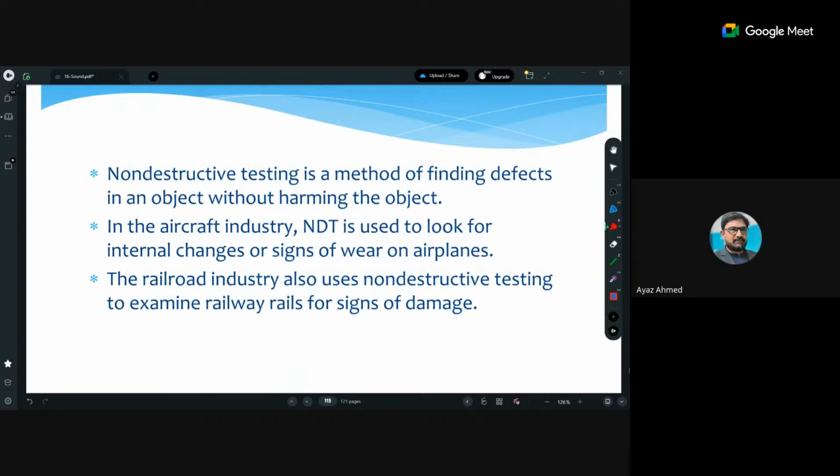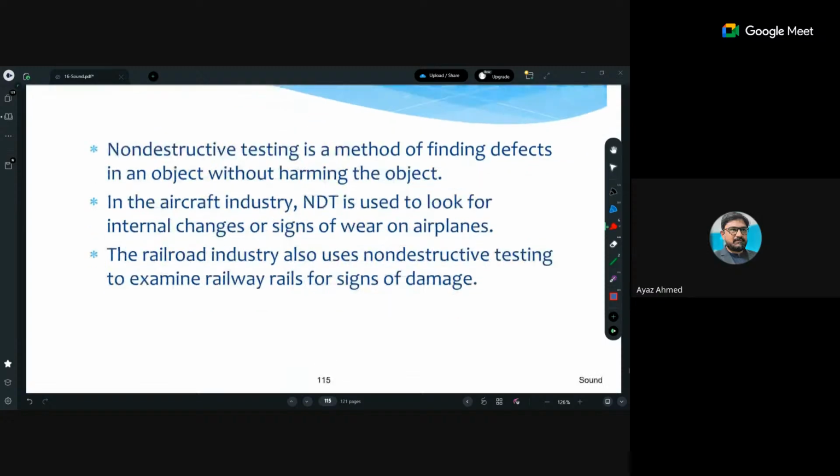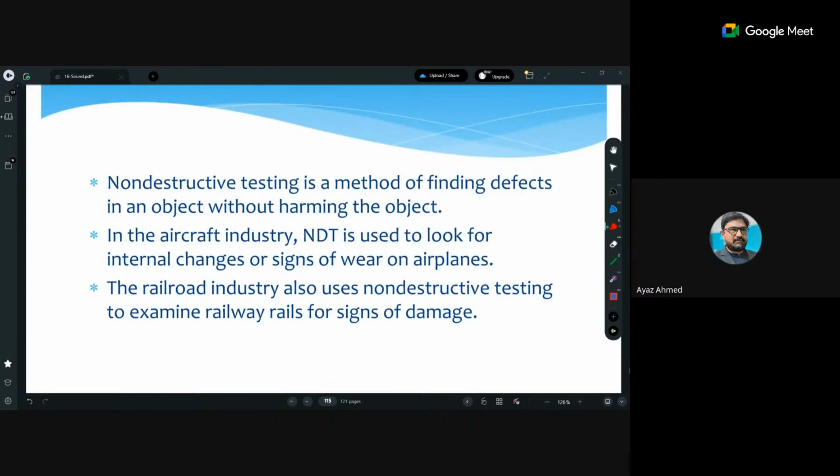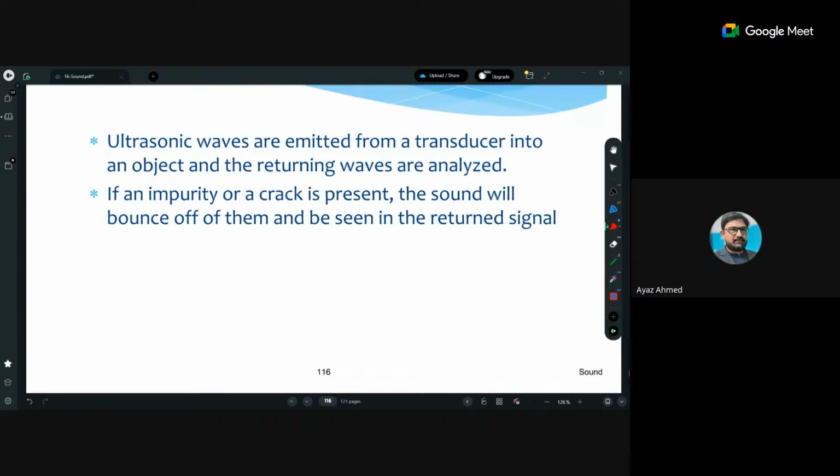Non-destructive testing, NDT, is the method of finding defects in objects without harming them. That is again an ultrasound test used in industry, to check whether there are cracks or not. Ultrasonic waves are emitted from a transducer into an object. This is the principle of ultrasound. Please recall this one.